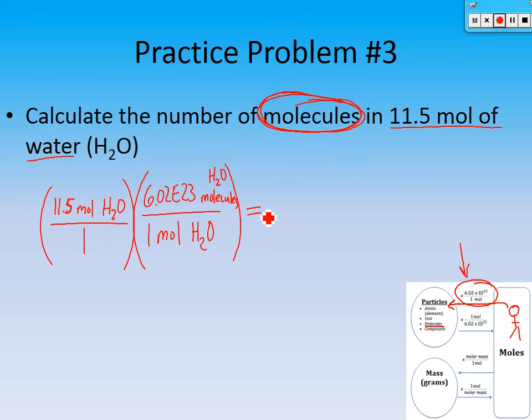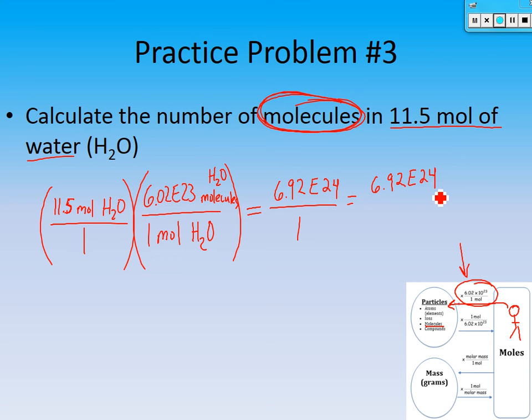I'm going to throw in an equal sign. And now it's just a math problem. Let's take 11.5 and times it by Avogadro's number. So 11.5 times 6.02, big E to the 23rd. And I'm getting this number, 6.92 times 10 to the 24th. Okay, let's take the bottom numbers. 1 times 1 is just 1, so I'm just going to leave it there. I mean, you could divide it by 1, but that equals itself. 6.92 times 10 to the 24th.